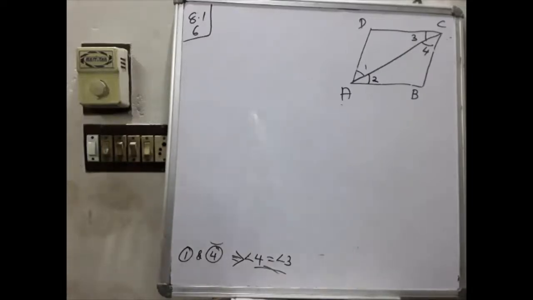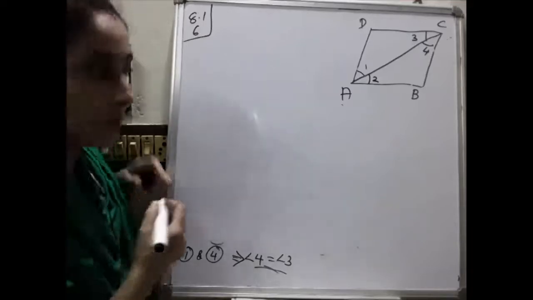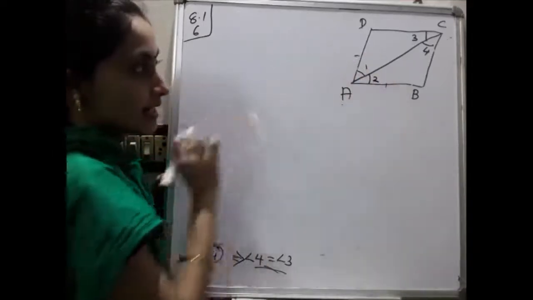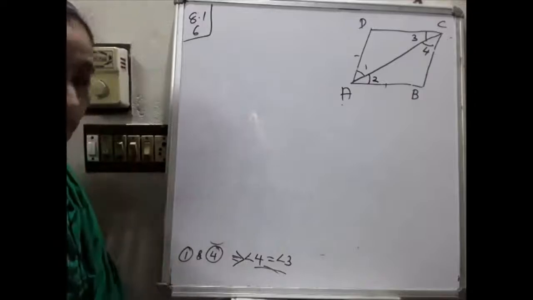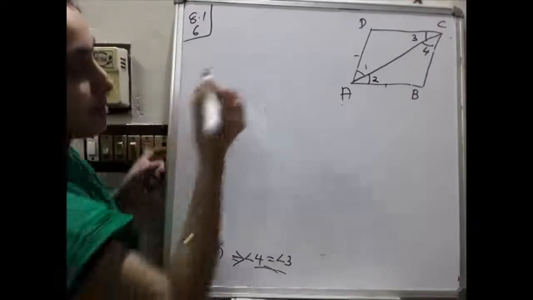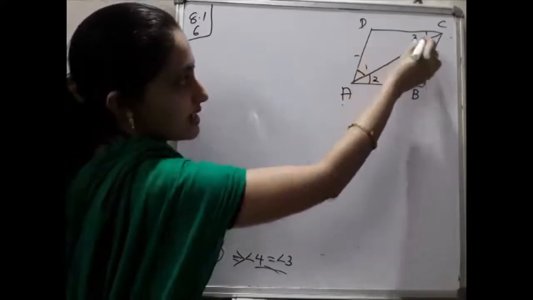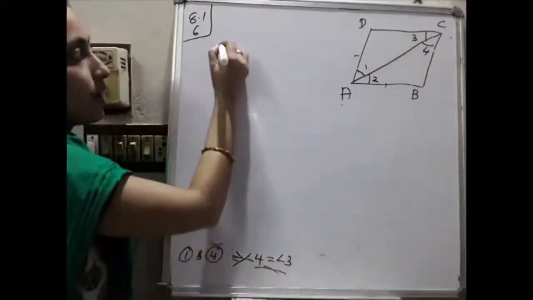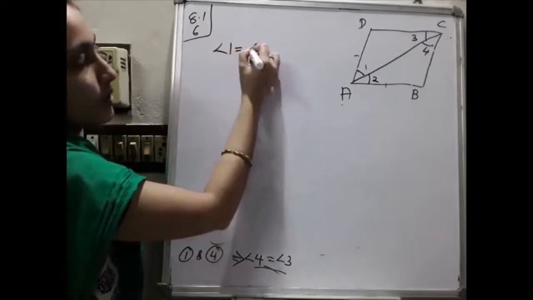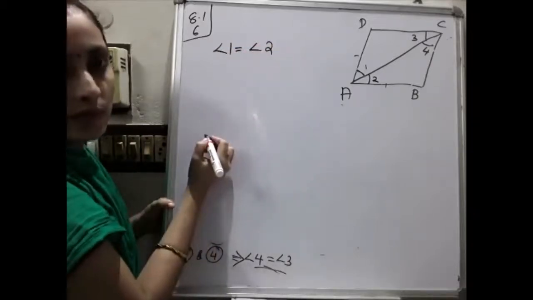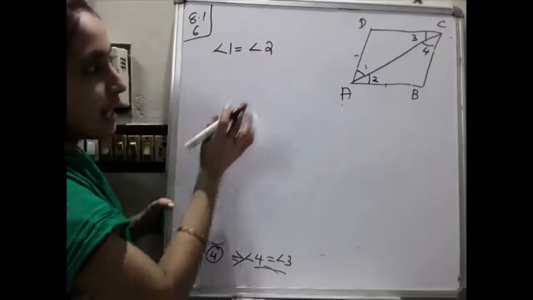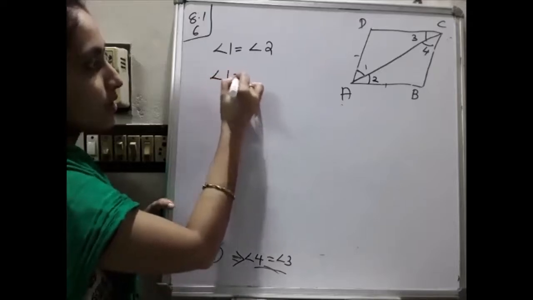Now you want to prove it is a rhombus. Rhombus means what? Adjacent sides are equal. That thing we have to prove. For that purpose, listen here please. So I am considering we have to prove angle 1 is equal to angle 3. We already know angle 1 is equal to angle 2. This thing we already know.